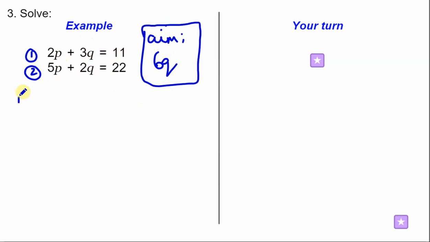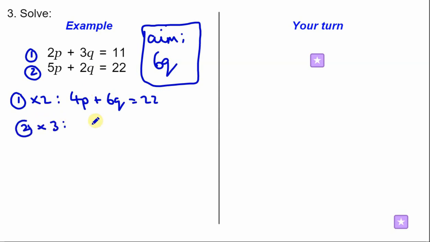So I need to do equation 1 times by 2. It's going to be 4p plus 6q equals 22. And I'm going to do equation 2 times by 3. So that's 15p plus 6q equals 66. So you can see I've timesed this one by 3, this one by 2, and it's got me to what I wanted. I now have the same number of q's in these equations.